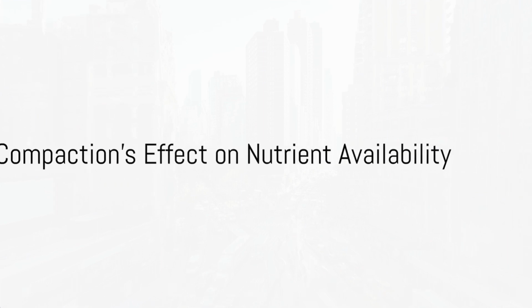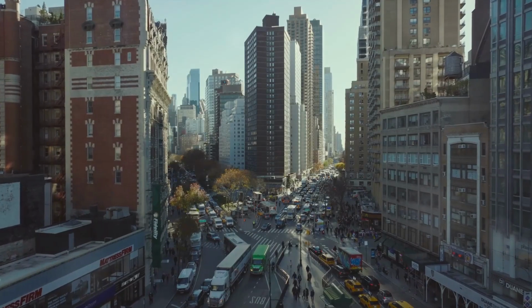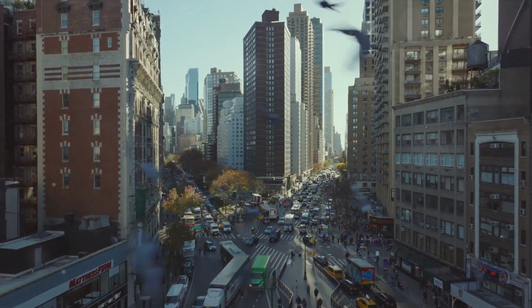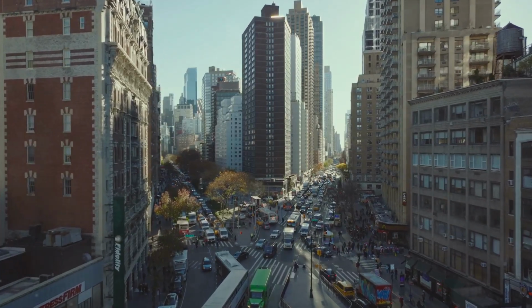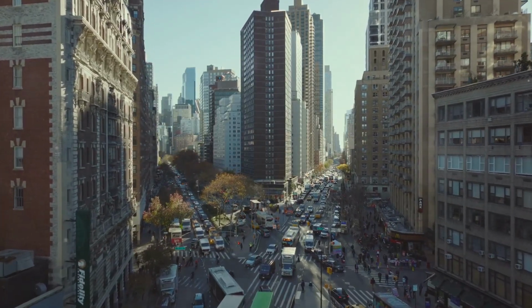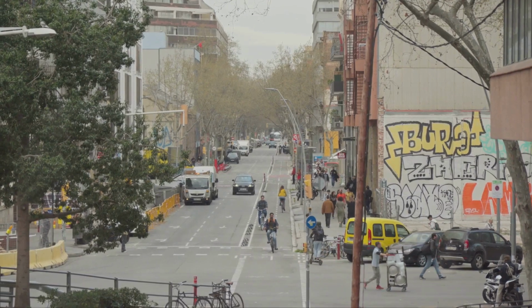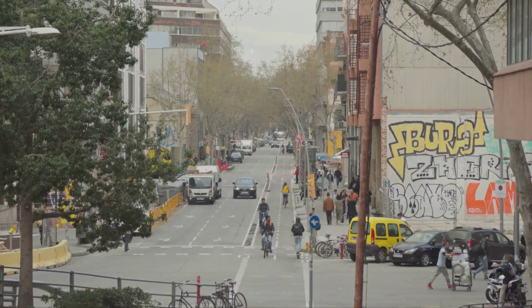Compaction's impact doesn't stop at drainage issues. It also affects nutrient availability in the soil. Healthy grass needs a variety of nutrients, but compaction can hinder their availability. Now imagine a bustling city with crowded streets. That's somewhat like compacted soil. It's packed so tightly that there's little room for the nutrients to move around.